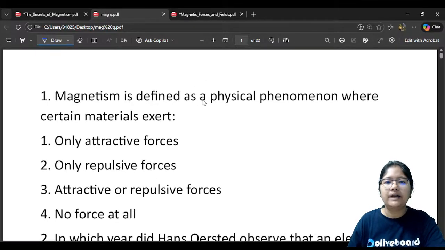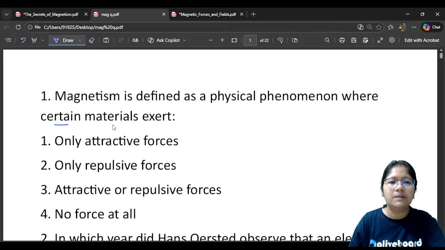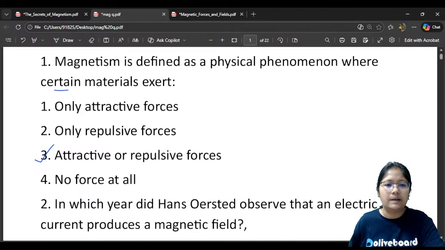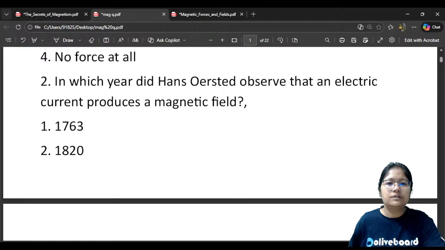Magnetism is defined as a physical phenomenon where certain materials exert. So certain materials will exert what? Only attractive force, only repulsive force. Attractive or repulsive force? What will be your answer? Yes, correct everyone. They can have both the attractive or the repulsive force. Okay, both can happen. Next question.